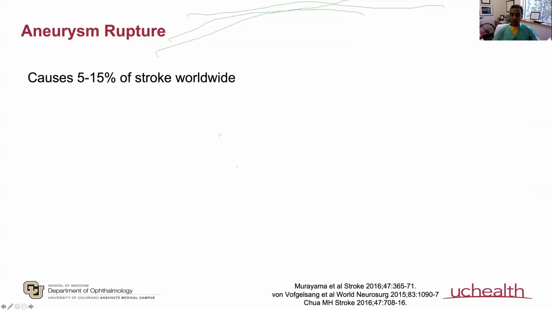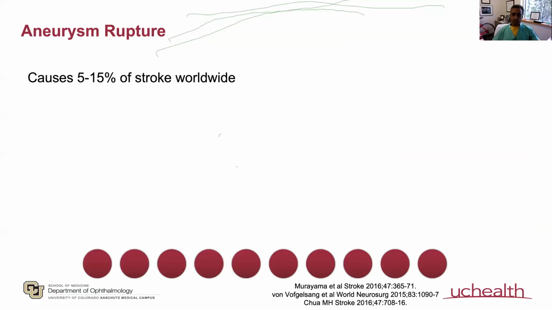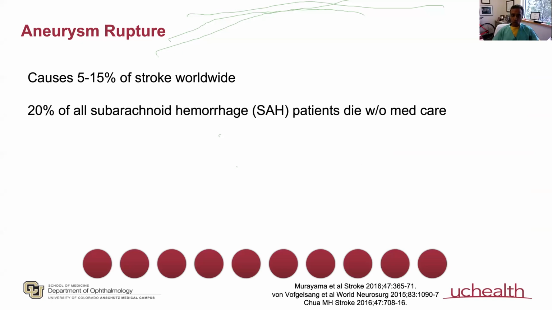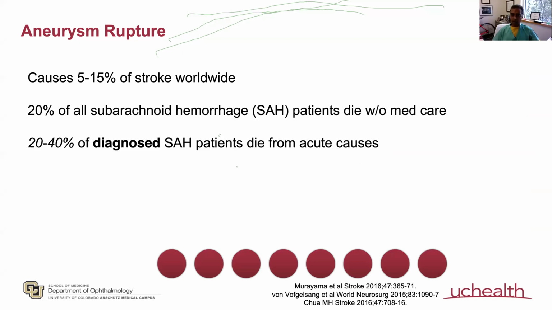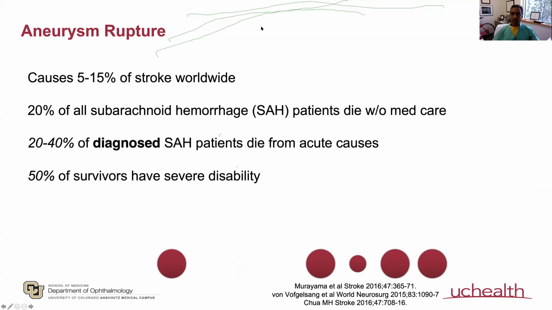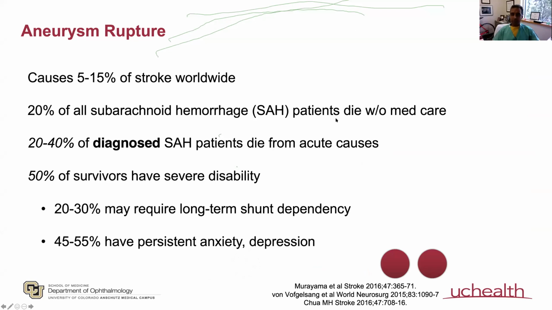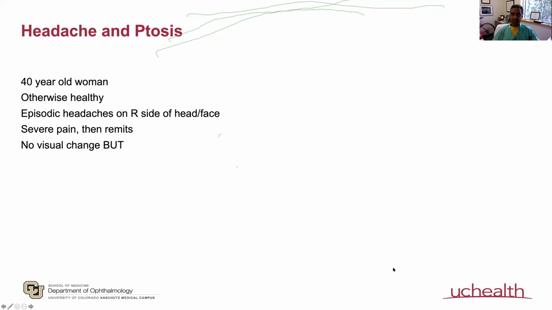Aneurysm rupture is the cause of 5 to 15% of stroke worldwide. 20% of all subarachnoid hemorrhage patients die without medical care. Those who reach medical care and are diagnosed with subarachnoid hemorrhage die from acute causes, and 50% of survivors have severe disability. So we're left with, of 10 patients who maybe start with aneurysm, 2 of them go on to have a good normal life.